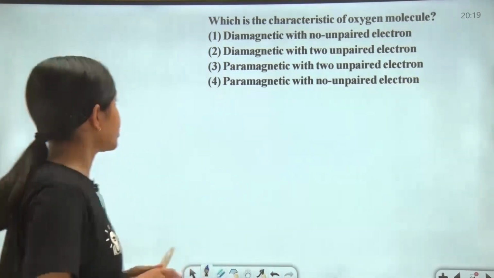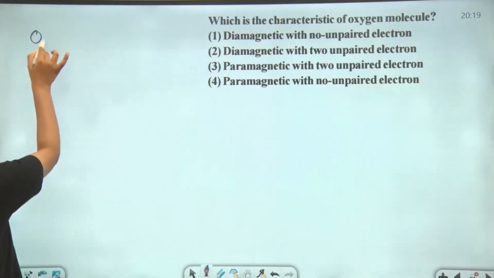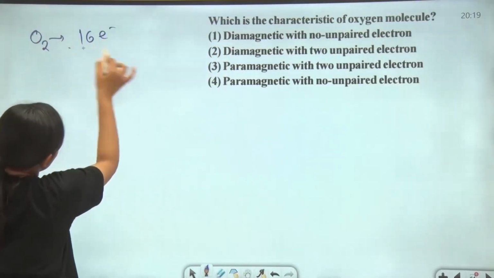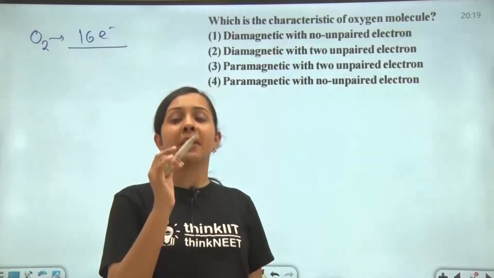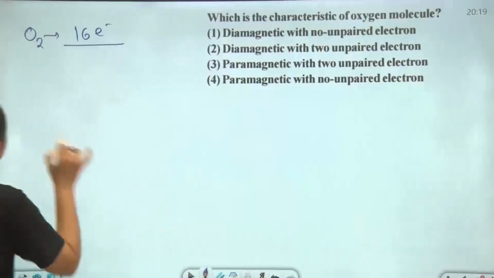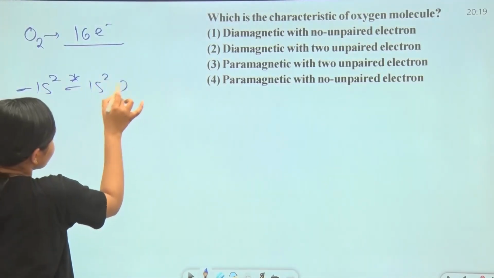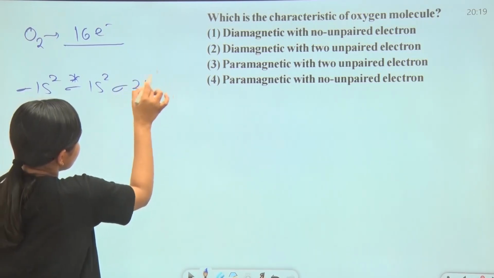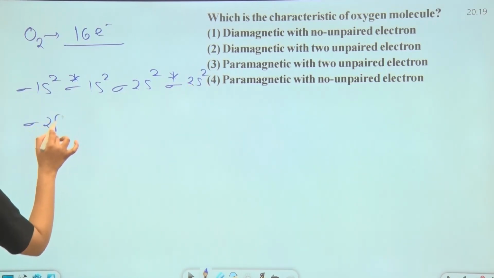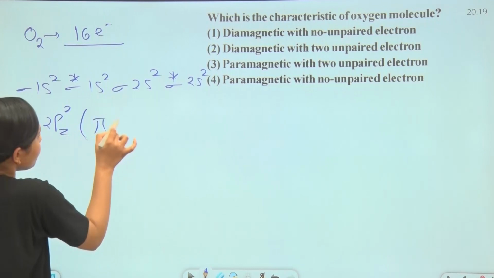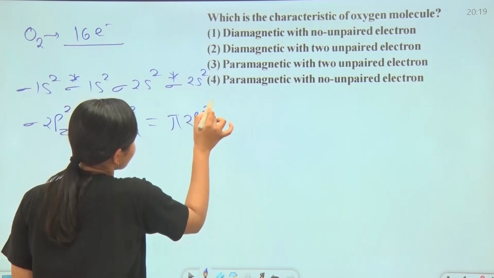Hello dear students, our next question is, which is the characteristic of the oxygen molecule? Students, the oxygen molecule O2 contains 16 electrons, and we have to write the electronic configuration by molecular orbital theory. So sigma 1s2, sigma star 1s2, sigma 2s2, sigma star 2s2, sigma 2pz2, pi 2px2, which is equal to pi 2py2.